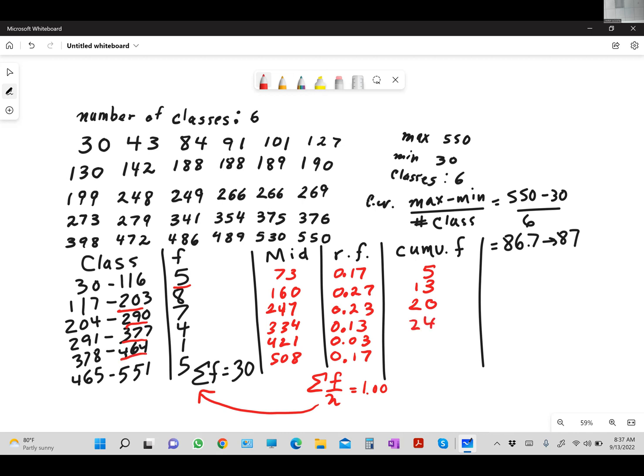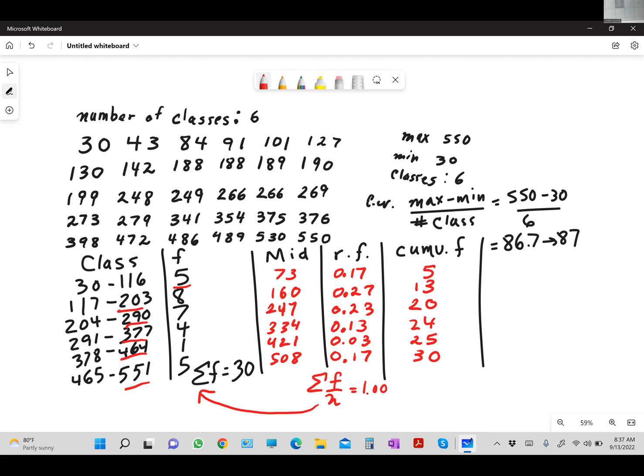By the time you get to 464, you would have counted 25 numbers, because it would have been 5 plus 8 plus 7 plus 4 plus 1. By the time you get all the way to the end, to 551, you would have counted 5 plus 8 plus 7 plus 4 plus 1 plus 5. That's 30 numbers.